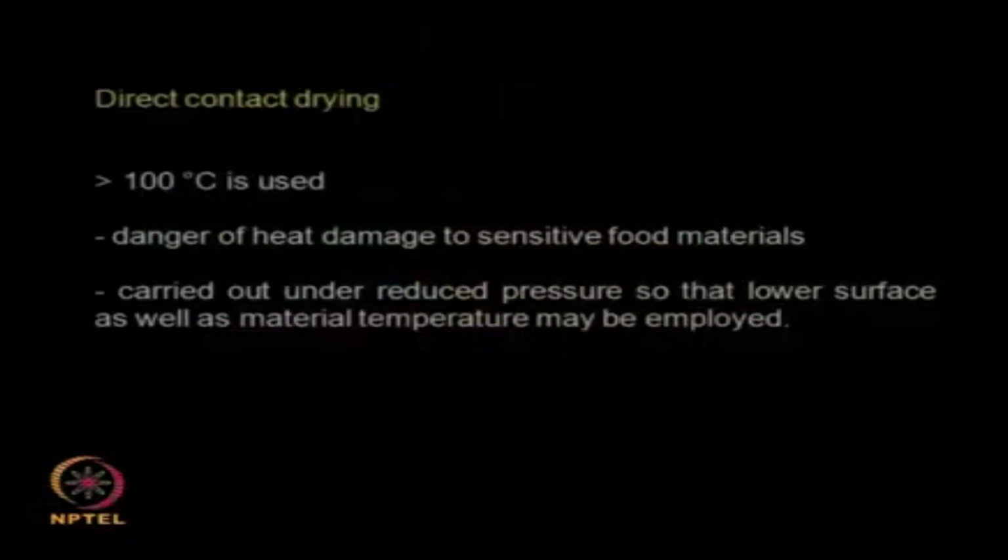So in direct contact drying, temperatures are very high, and you have to be very careful about heat damage to sensitive food materials. So you can also carry it out under low pressure so that you do not have to apply very high temperatures.